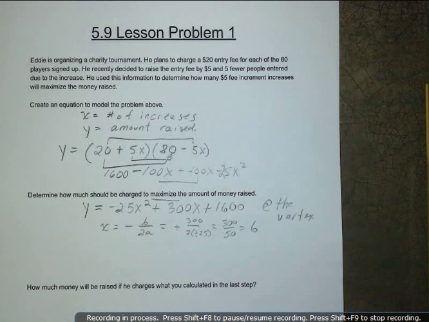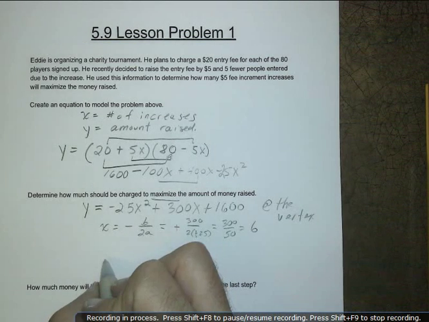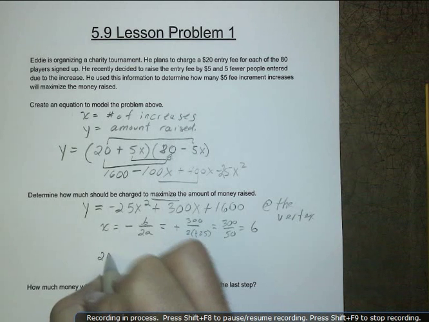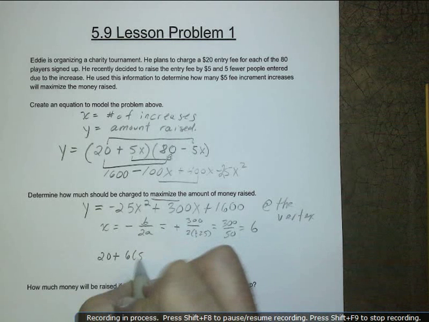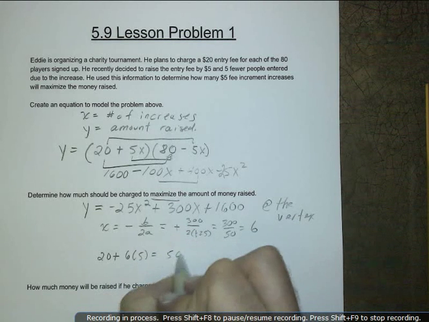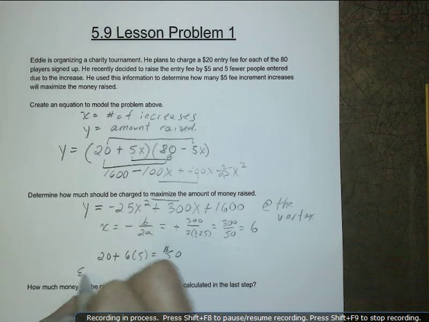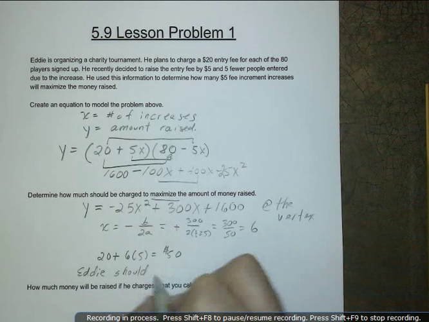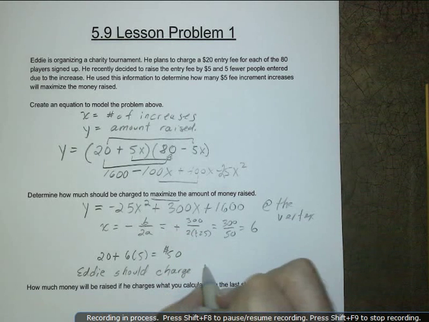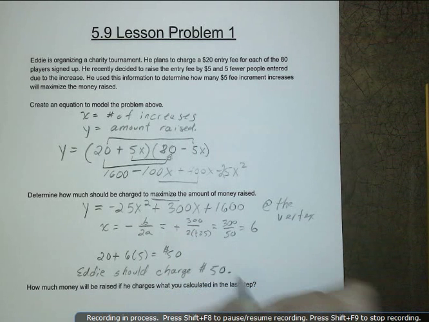Now that doesn't tell me how much I can charge yet. That tells me the number of increases. So what I'm going to do is take my original $20 plus 6 times the increase, which is 5. $50. Okay, so Eddie should charge $50. Okay, now how much money will actually be raised?